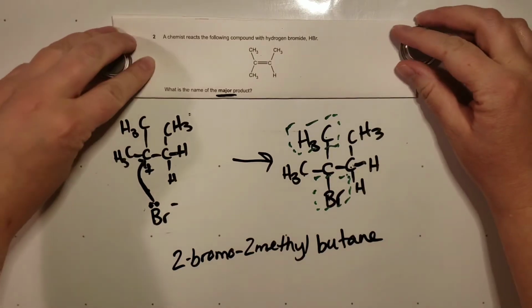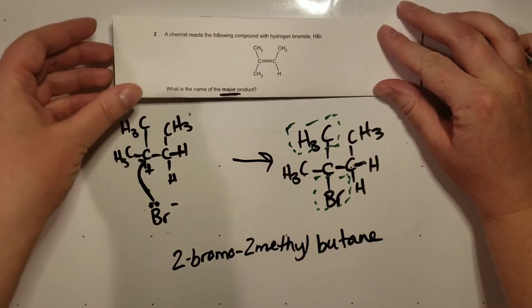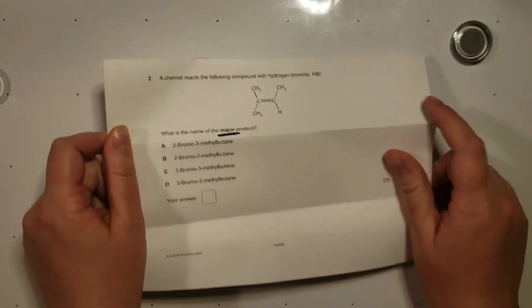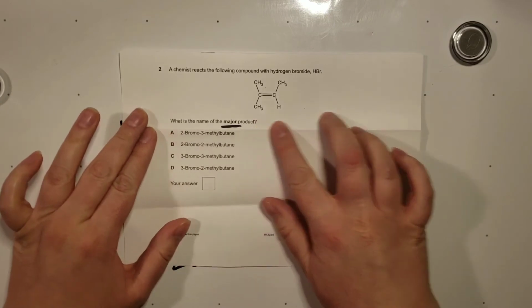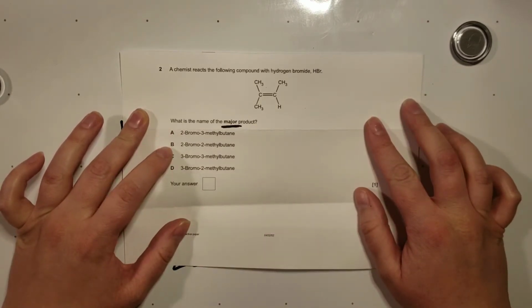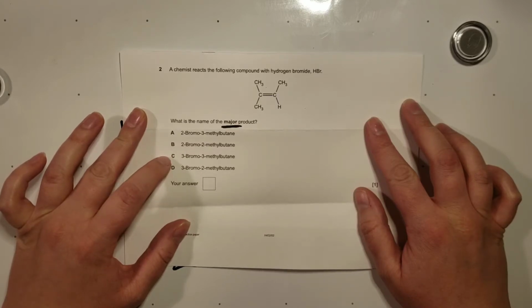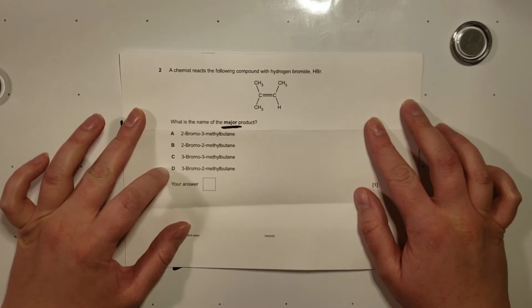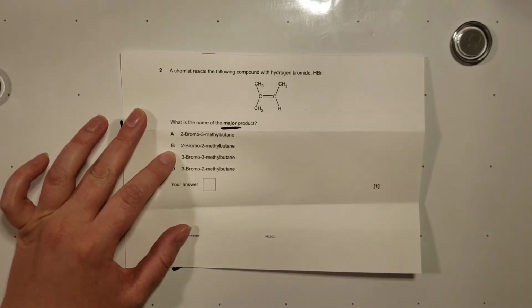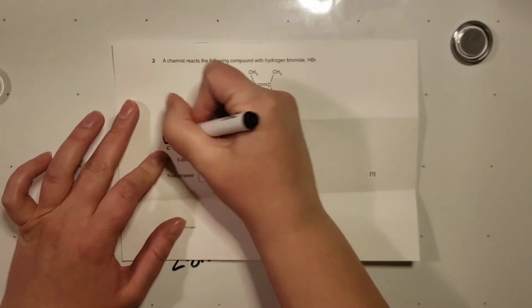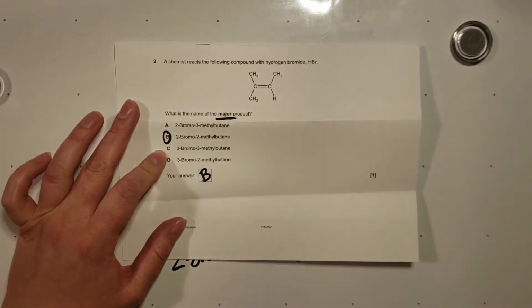So if we look, this was actually a multiple choice question. If we look at the possible answers, we have A, which is 2-bromo-3-methylbutane, B, 2-bromo-2-methylbutane, C, 3-bromo-3-methylbutane, and D, 3-bromo-2-methylbutane. And so B is our answer that we got. So we circle B and we write our answer B there.